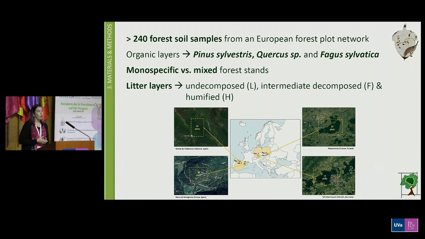We sample organic layers from Pinus sylvestris, Quercus, and Fagus sylvatica in monospecific and mixed forest stands. And we also differentiated between the different types of litter layers, which are the undecomposed layer, the fresh litter, the intermediate decomposed layer, and the humified litter.